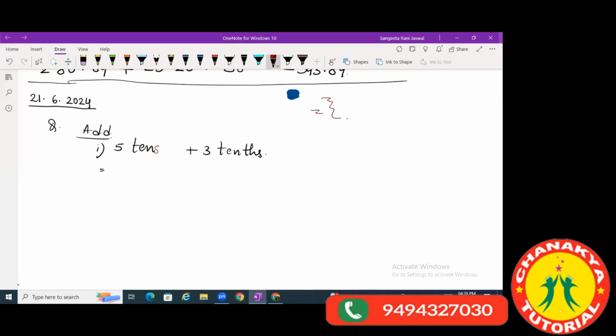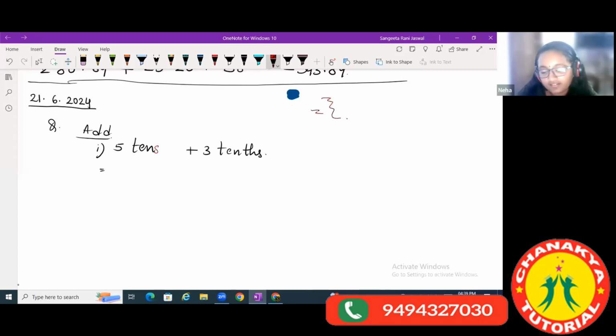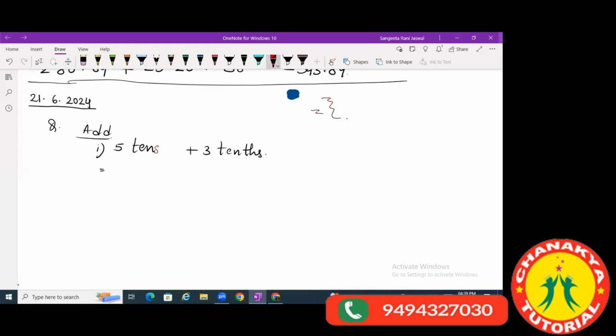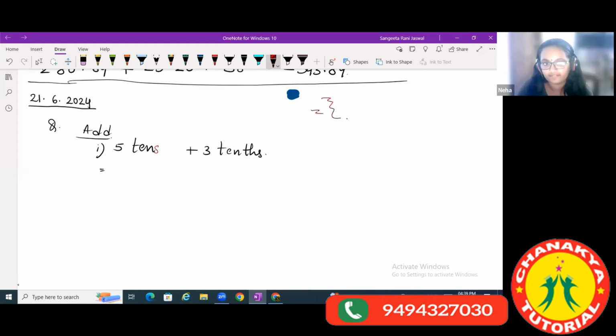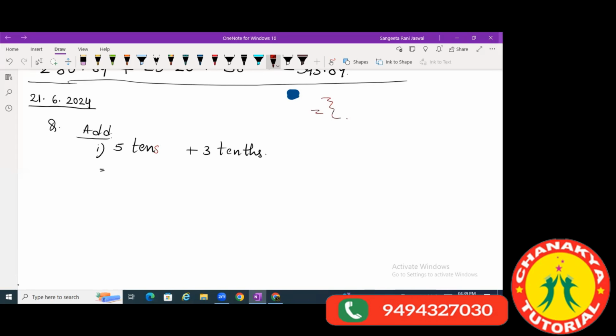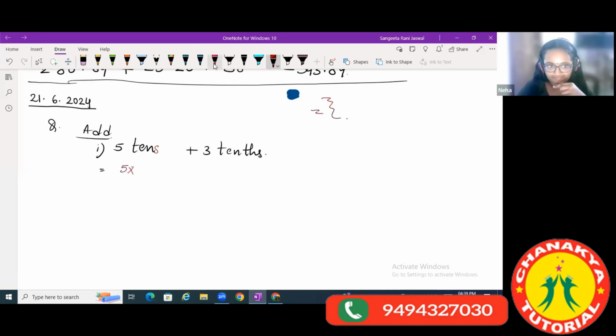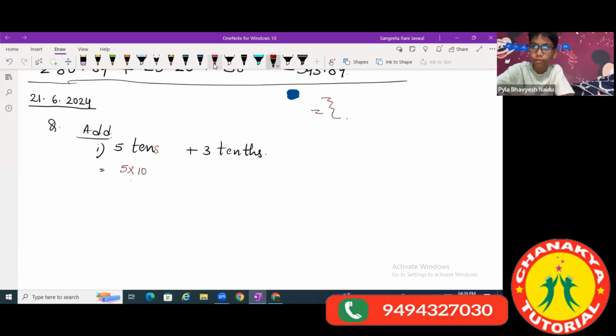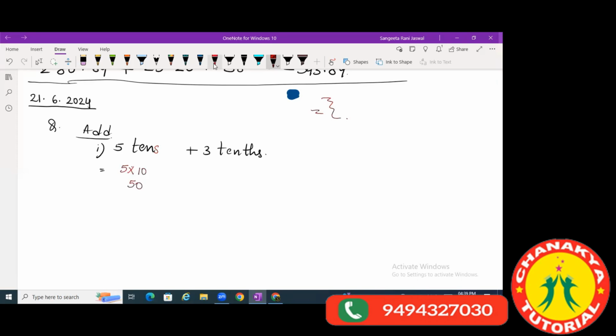Yes, beta. Can I tell the answer? Yes. Say what is 5 tenths first. First, write the number 0.5 here. What is 5 tenths? 0.5. 5 tenths. Tenths means 5 is at the tenths place. Yes, that 5 is 5 into 10. That's 50. So that is 50. 5 into tens, no? 5 tenths.